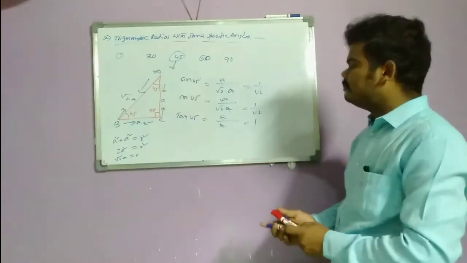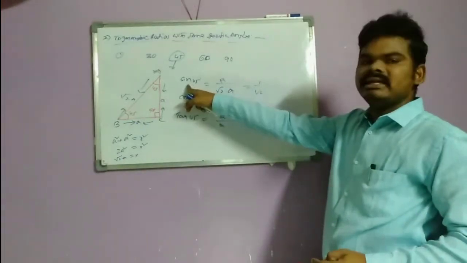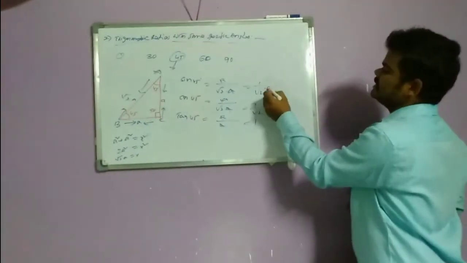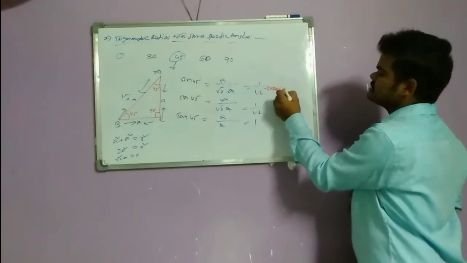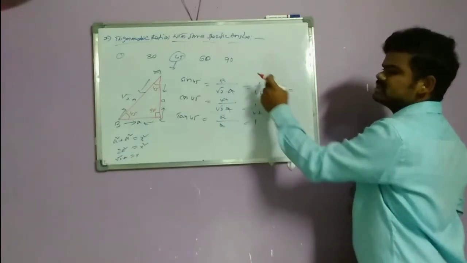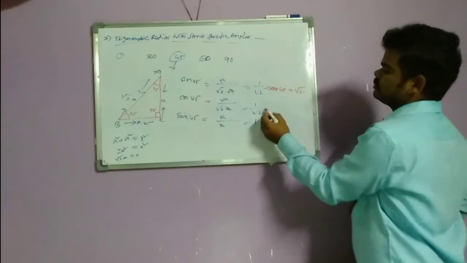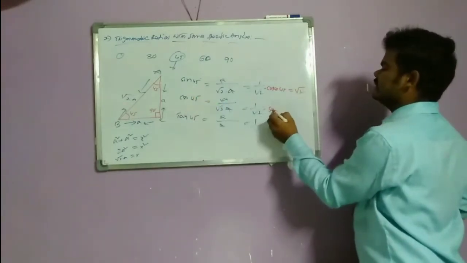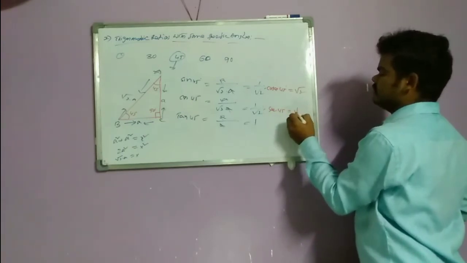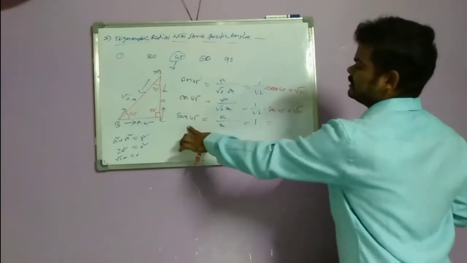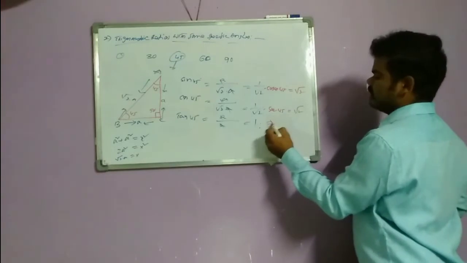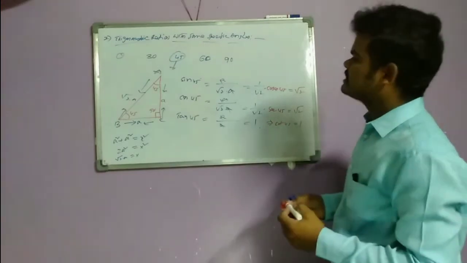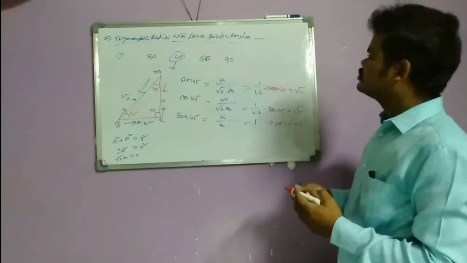What are the complementary angles? The complementary of sine is cosec. So cosec 45 is the reciprocal, only root 2. What is the reciprocal of cos? Secant. Secant 45 is also root 2. What about tan 45? This is cot. Cot 45 also gives 1. These are some trigonometric specific angles.